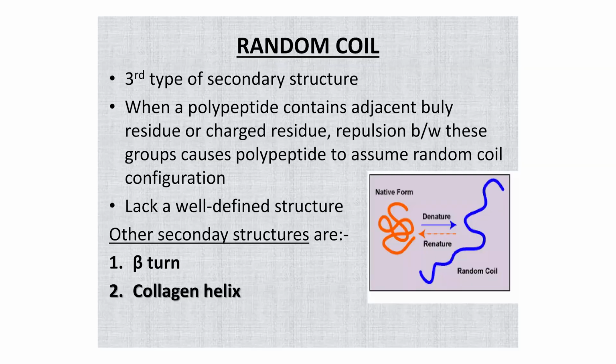Now, there is also random coiling. It is known as the third type of secondary structure of protein, which is called random coiling, where a polypeptide chain contains adjacent bulky residues or charged residues. Repulsion between these groups causes the polypeptide to assume a random coil configuration. So, it lacks a well-defined structure. In addition, there are certain other secondary structures such as the beta turn and the collagen helix.